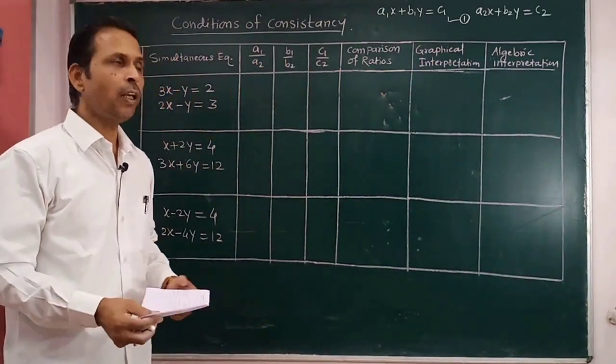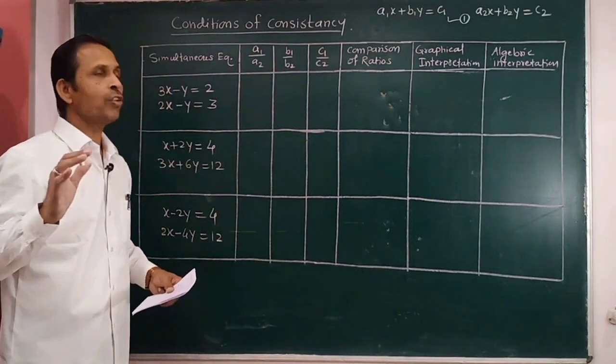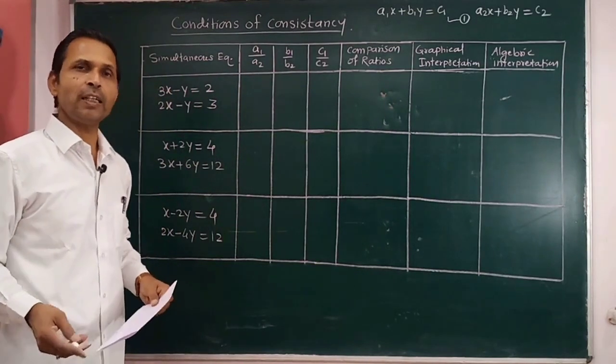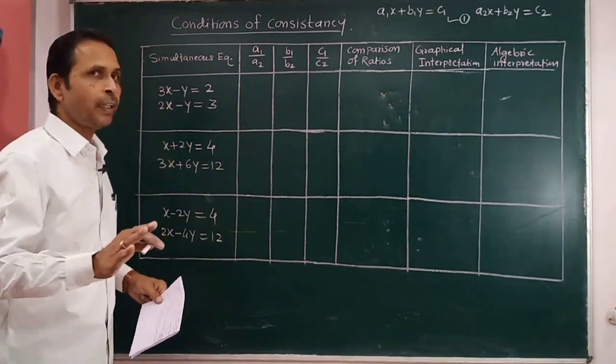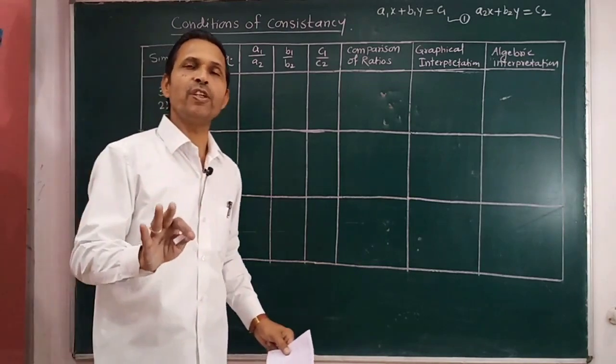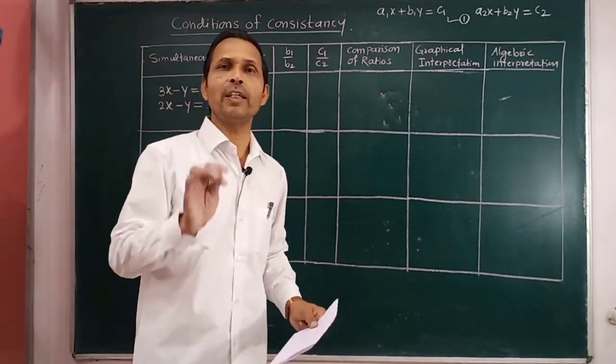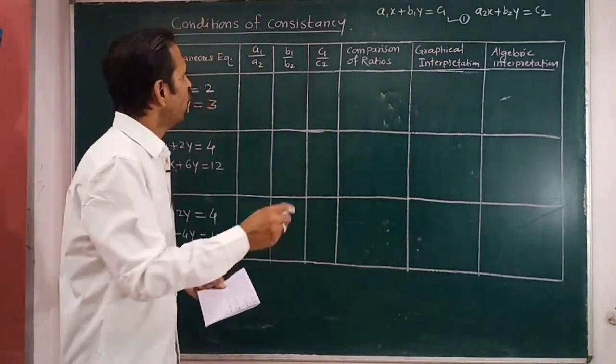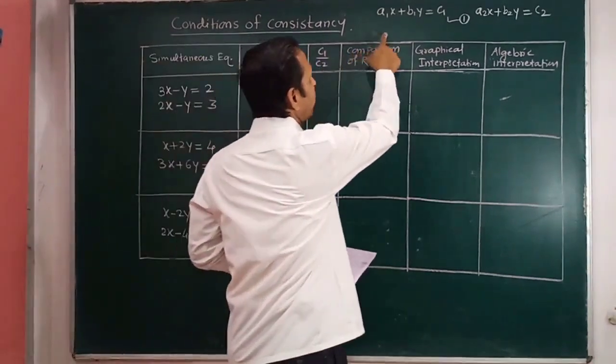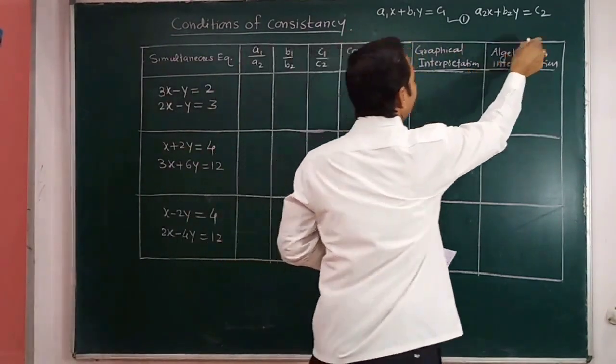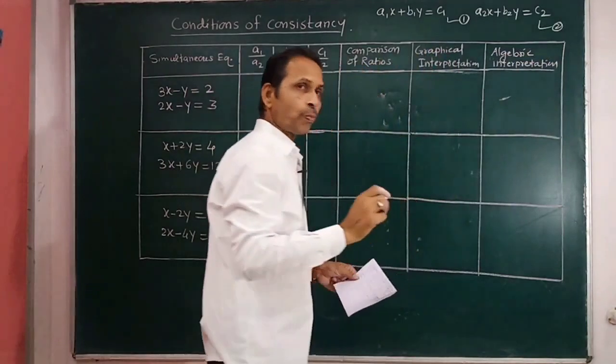Now, how will we obtain the consistency of such a type of simultaneous equations? By taking the ratios of the coefficients of the given simultaneous equations. Now, these are the general forms of the simultaneous equations. This is equation number 2.